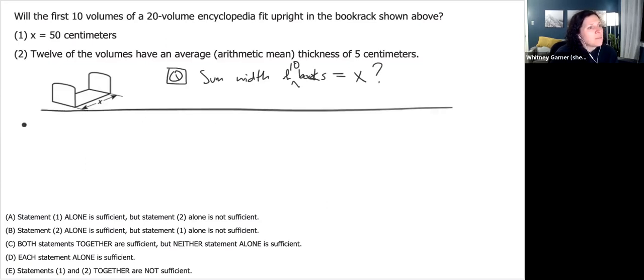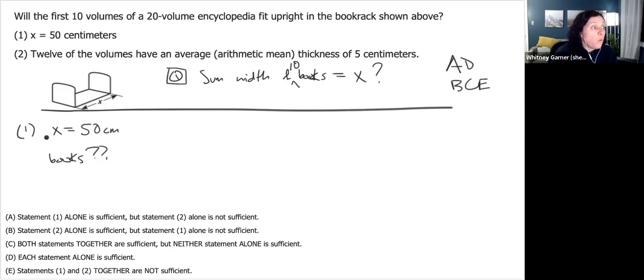Statement 1 tells me that X is 50 centimeters, but I don't know anything about the width of the books. So, starting with A, D, B, C, E, statement 1 is not enough information. Knowing that the bookshelf is 50 centimeters does not tell me if my 10 books will fit. They might be too big, they might be too small. I'll move to statement 2, nice and organized.